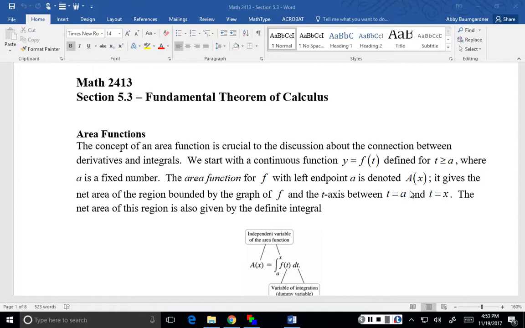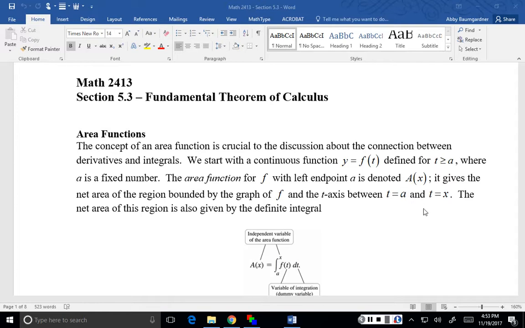We start with a continuous function, f of t, and it's defined for t values that are greater than or equal to a, where a is just some fixed number. The area function for f with left endpoint at a is denoted as cap A of x. It gives the net area of the region bounded by the graph of f and the t-axis between t equals a and t equals x.